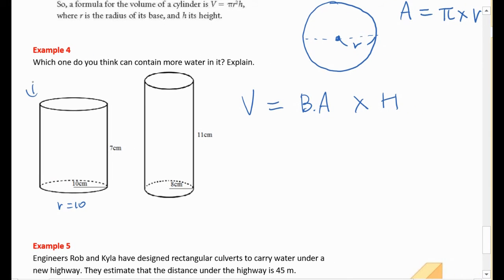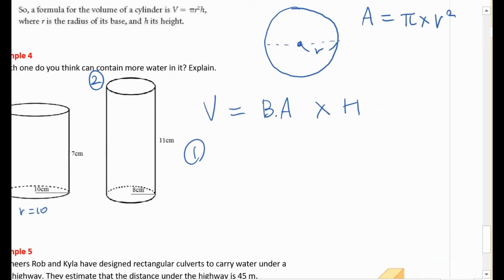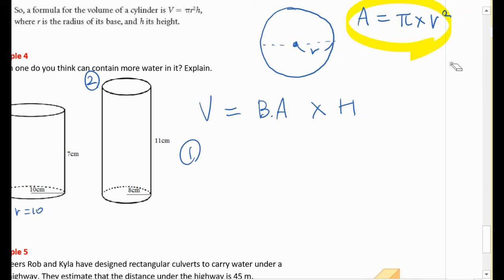So number 1, number 2, which one do you think can contain more water in it? Which one has bigger volume? So we're going to find the answer. Number 1, r is 10. Then the base area, remember the formula, base area is pi r squared. So pi times r squared, times the height, which is 7. So this is the volume.